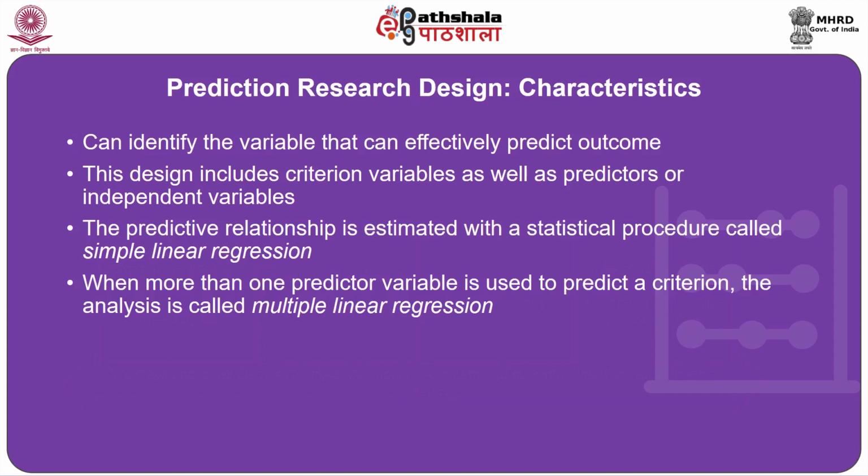When a study involves only two variables, the predictive relationship is estimated with a statistical procedure called simple linear regression. When more than one predictor variable is used to predict a criterion, the analysis is called multiple linear regression. This is an extremely powerful statistical procedure that can estimate the collective as well as the individual contributions of all predictive variables used in the model.